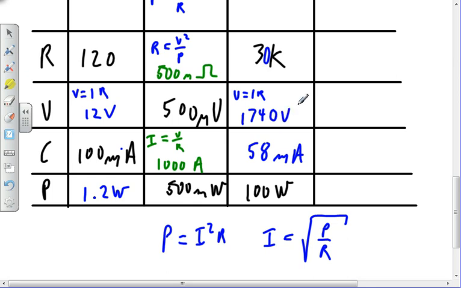Okay. Now I'd expect you to do that in your calculator. Did you get the same answer when you did it in your calculator?